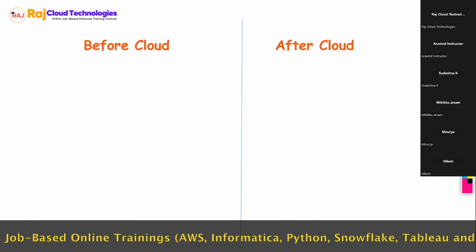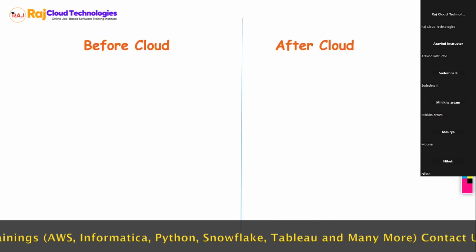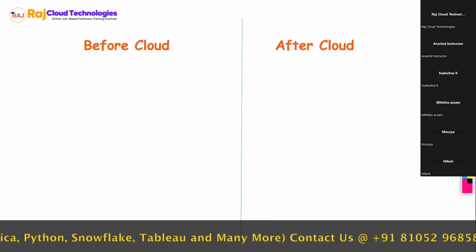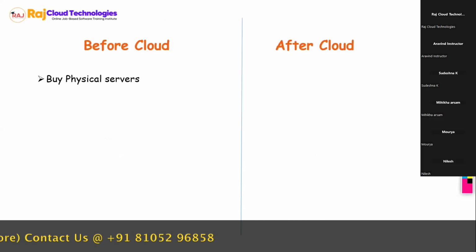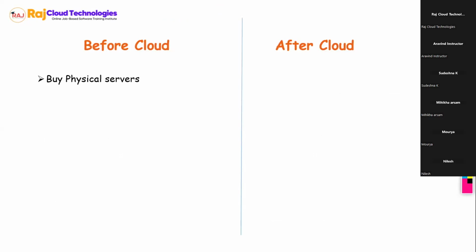Now let's see some differences between before cloud computing and after cloud computing, like what differences it made. Earlier, you needed to buy physical servers. You don't have any other option. But now, you no need to buy the servers. You can get the servers on rental basis. You can rent virtual servers through cloud platforms like AWS, Google Cloud, Azure Cloud. You can get the servers virtually.